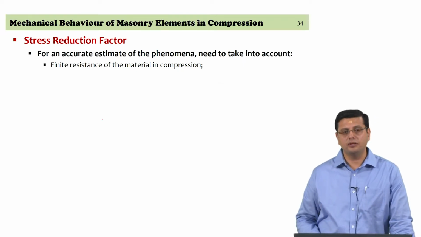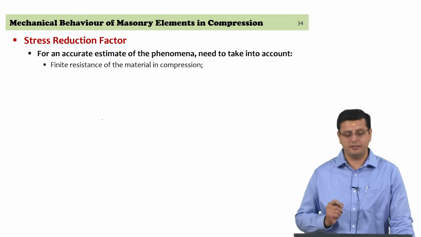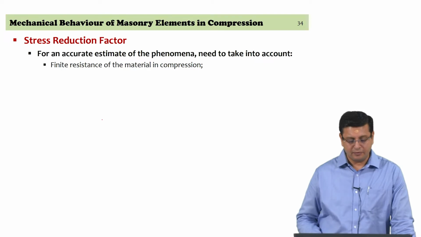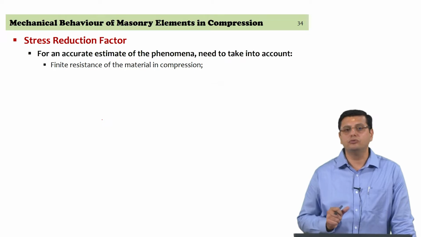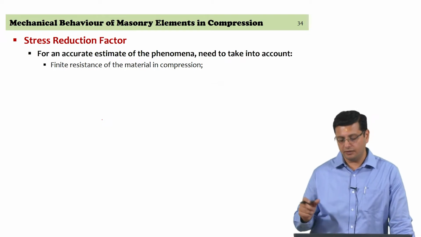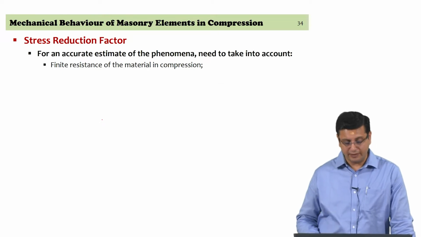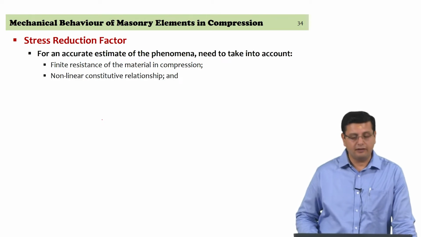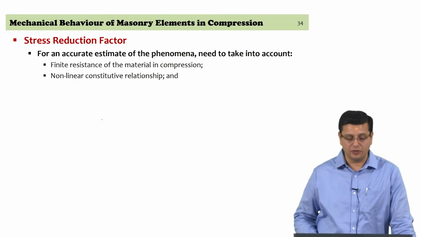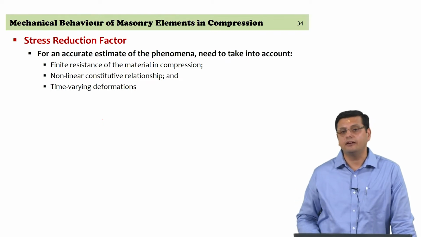Now, if you were to make an accurate estimate of the effect of second order P delta in the load carrying wall, you need to consider the fact that beyond the compressive strength of the material, you are going to have plastification of the section, and that needs to be considered. Finite resistance of the material in compression needs to be considered. You can consider a nonlinear constitutive relationship to get a more accurate estimate of the P delta effect, and the time varying deformations can also be considered.